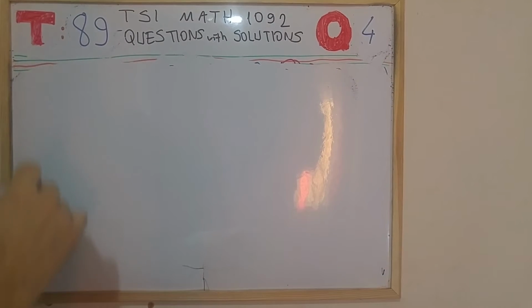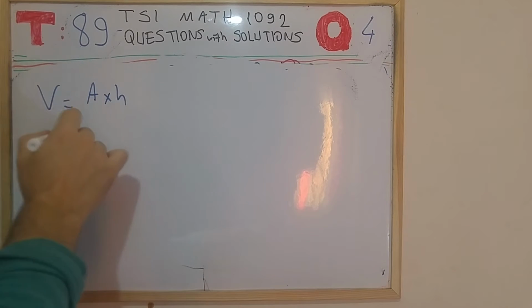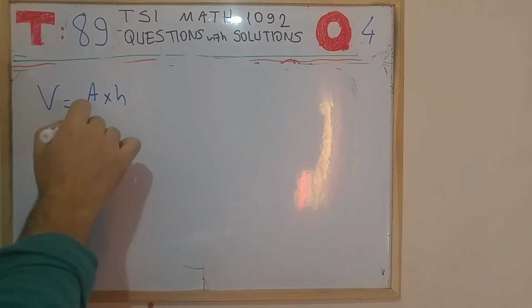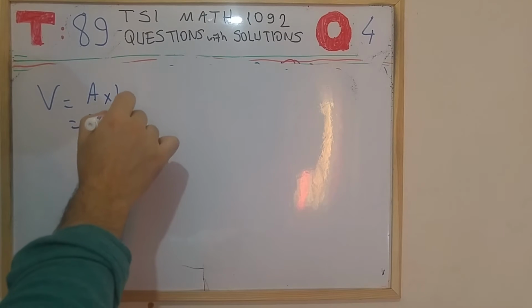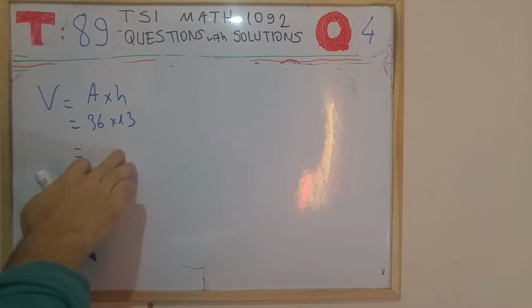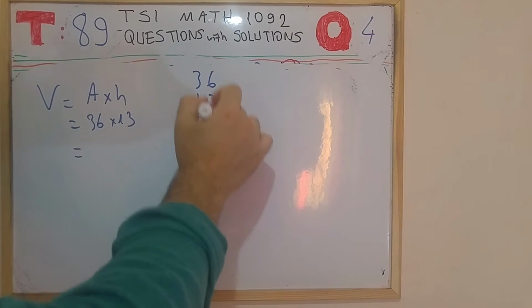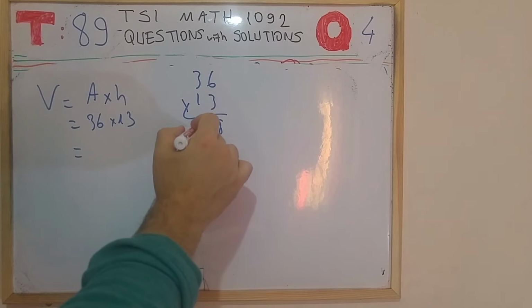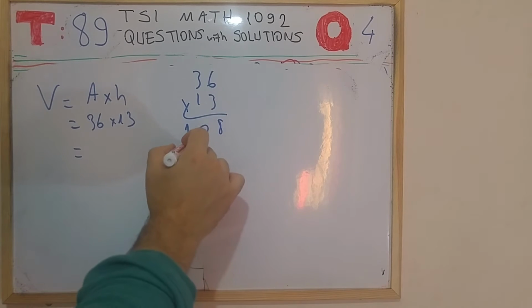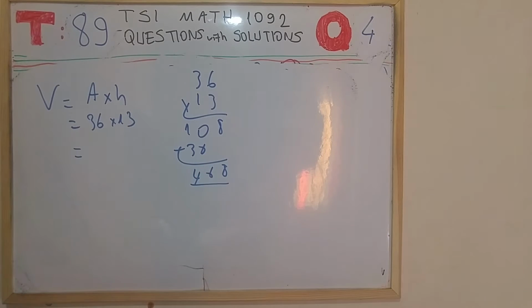What we are asked is the volume, and what we are given are the area and the height that are equal to 36 and 13, and the volume is the multiplication of these two. Let's make the multiplication together. What we have here is 8, 10, 36, 468.